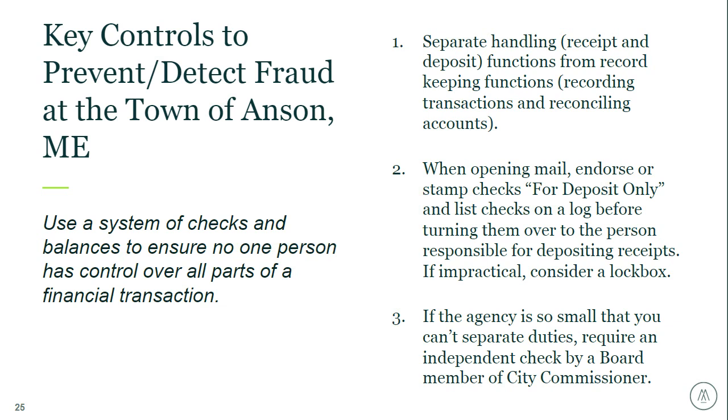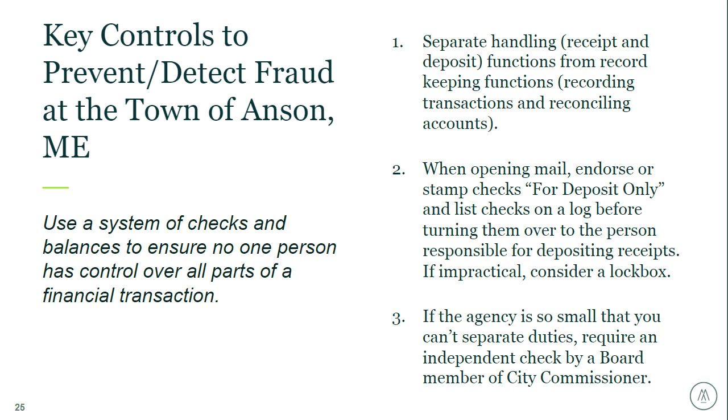So 3 ways in which you can make sure that your controls are sound to detect fraud: separating the handling of functions, segregating those duties from the receipt and deposit to the recording of the transactions and reconciling those accounts. At least 2 people is ideal, 3 even better. When opening mail, endorsing and stamping the checks for deposit only will help ensure that those checks get deposited. If that's impractical because your organization or your municipality receives so many checks, many of our clients are already using a lockbox, an excellent alternative to this.